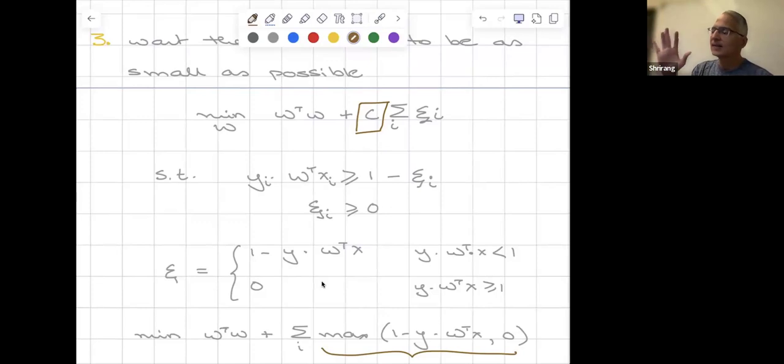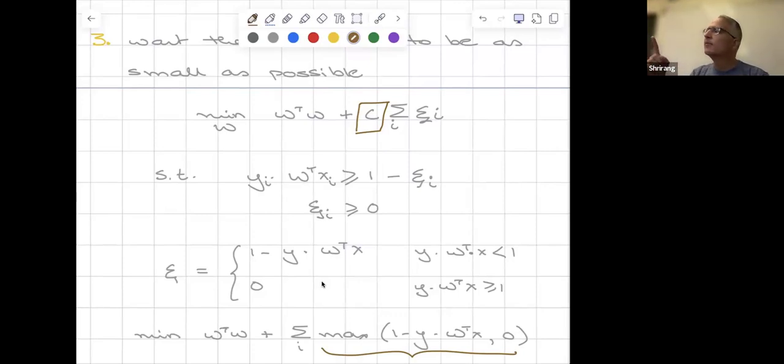And very importantly, C is multiplying. There are two terms in this minimization objective function. One is W transpose W, the parameters of the hyperplane that we're interested in. The other is those slack variables. So C is going to help us figure out the relative importance of these two. So you missed the punchline: C is a hyperparameter that tells us the relative importance between the two terms in the minimization objective function, W transpose W and psi I.